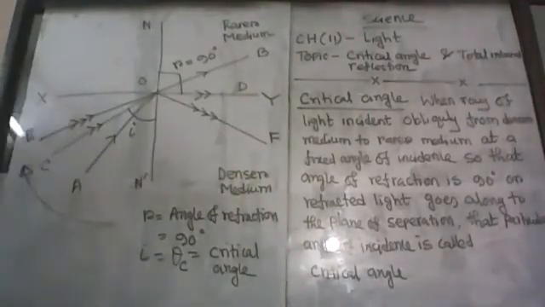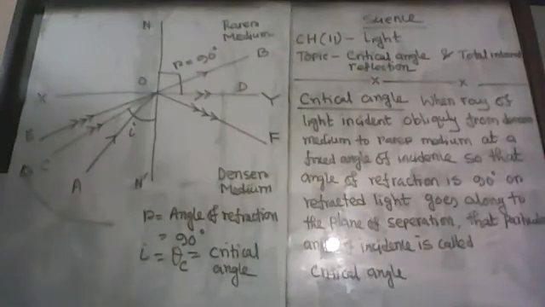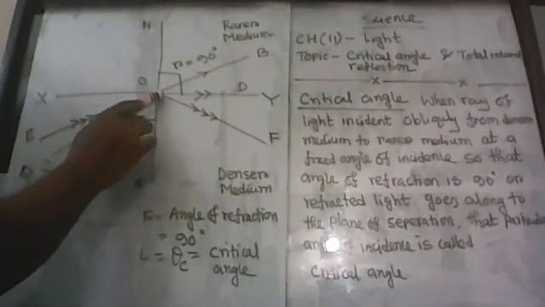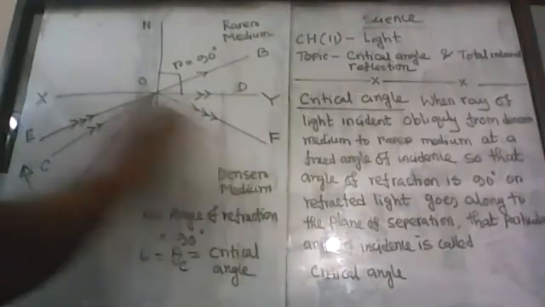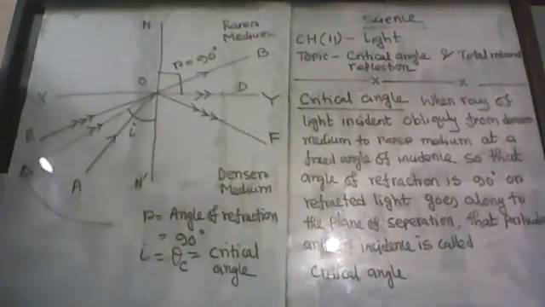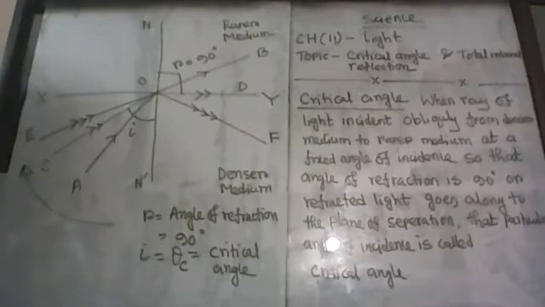Since the total ray of light returns back to the first medium, the ray of light returns back in the OF direction. This is called reflection of light, but you see this reflection of light normally takes place only in the presence of a mirror, but here you get reflection of light without any mirror. That's why this kind of reflection is known as total internal reflection.